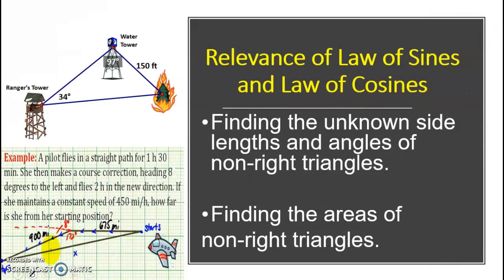So why is this relevant? Well, we use the law of sines and law of cosines in finding unknown sides and unknown angles of non-right triangles. We know we can use the Pythagorean theorem or SOHCAHTOA to solve right triangles. But in real life, you don't always have right triangles. Seldom do you even have right triangles. So that's why we need to know the law of sines and cosines, because they help us to solve problems that are not right triangles like these ones here.